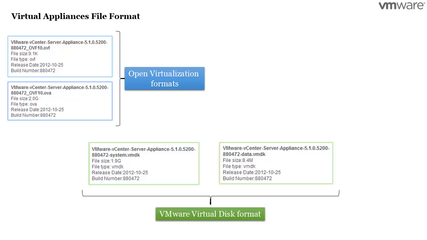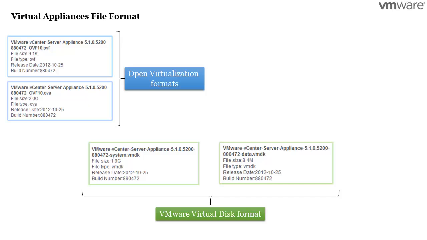Okay, virtual appliances file format. Virtual appliances can be downloaded in 2 different formats. They are OVF, OVA, or VMDK files. So OVF file and OVA files, they are open virtualization formats.